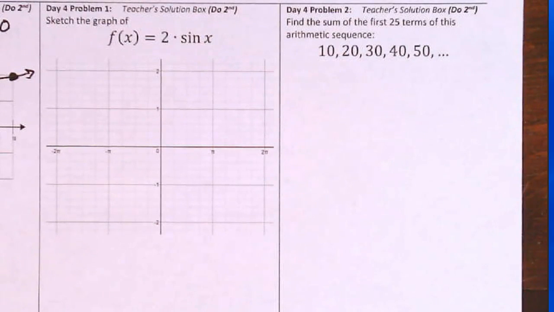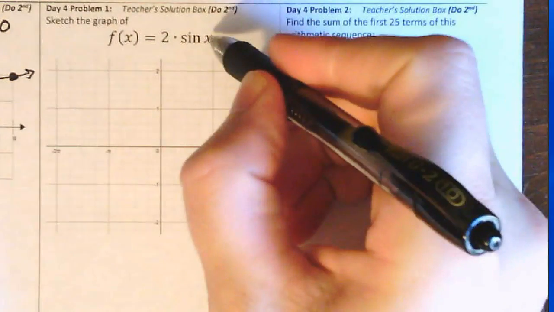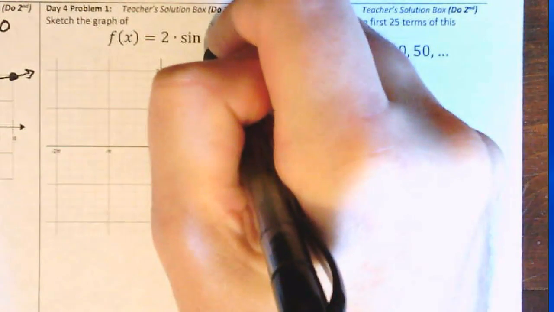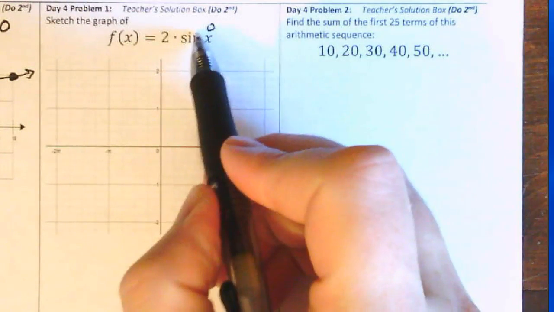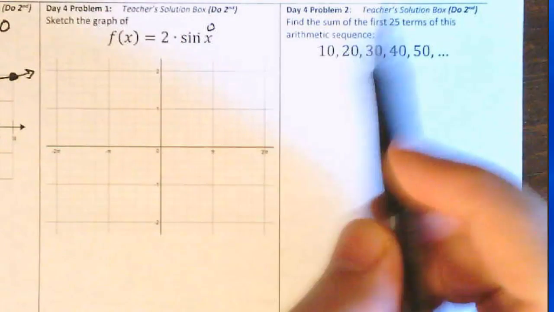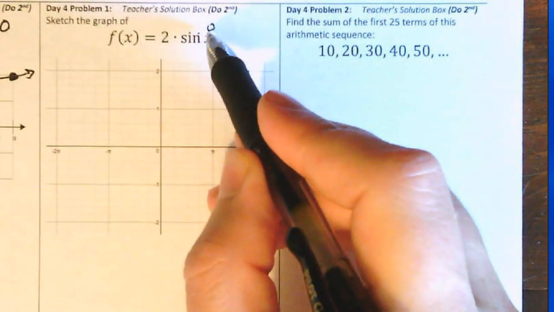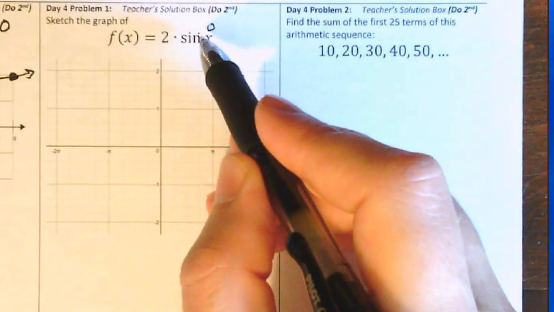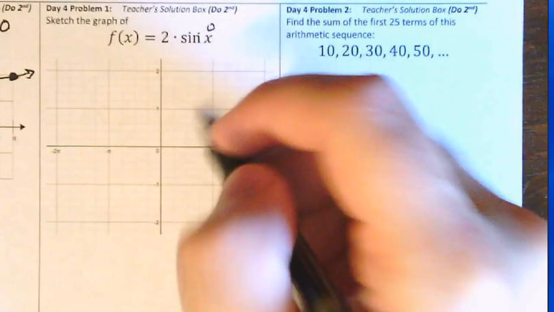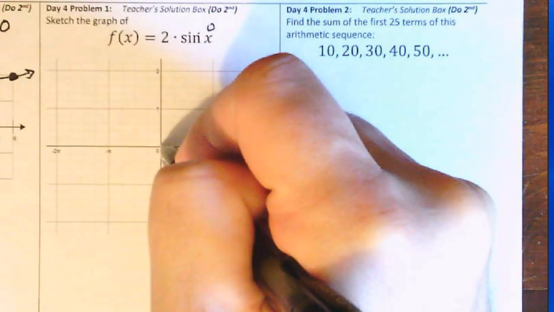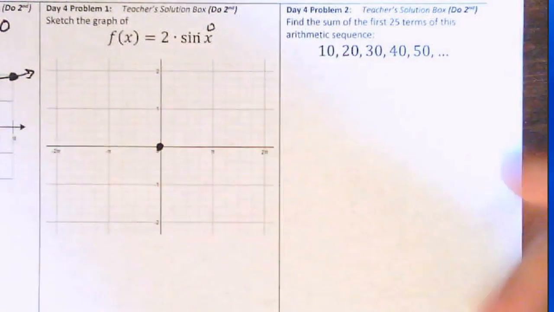Here's the answer for day 4, problem 1. Sketch the graph of f of x equals 2 times the sine of x. Let's choose 0 for x and evaluate sine of 0 and then times by 2 and we'll know where the dot goes. The sine of 0 is 0 and 2 times 0 is 0.